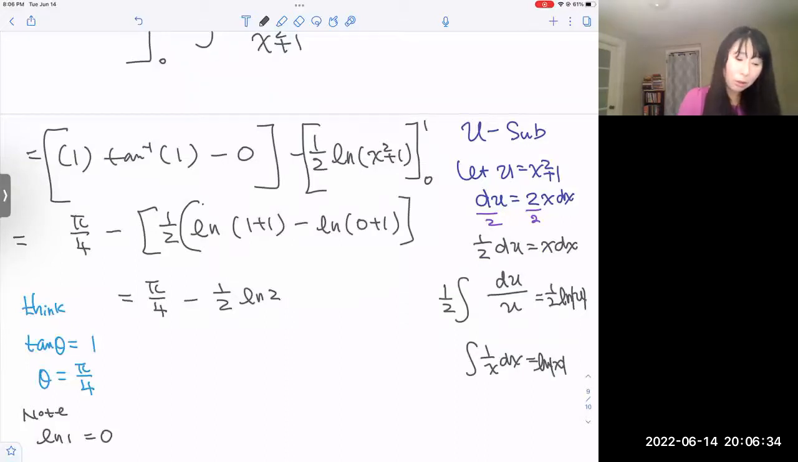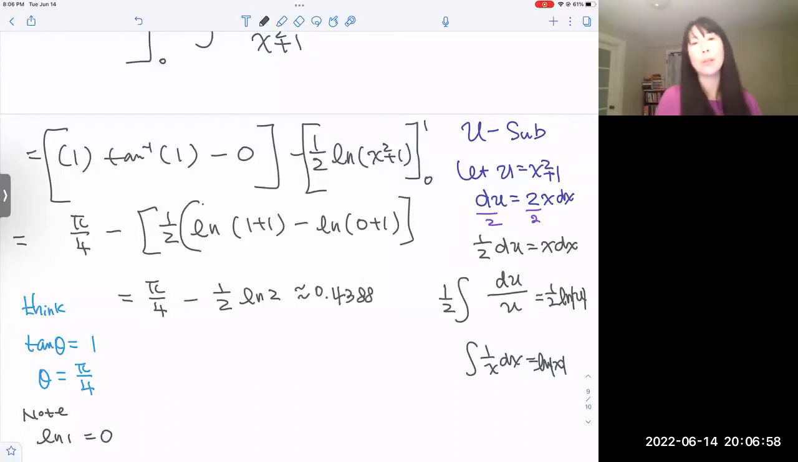Can you make an approximation for this one? Pi over 4 minus 1/2 ln 2. Okay, 0.4388. Thank you so much. All right.